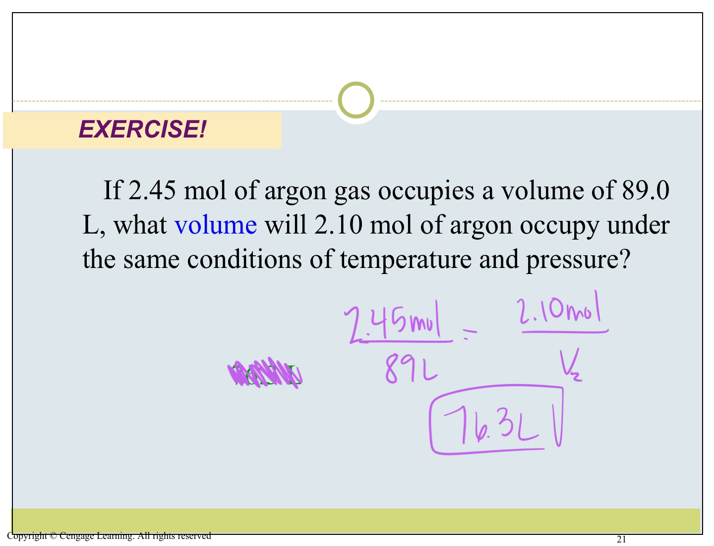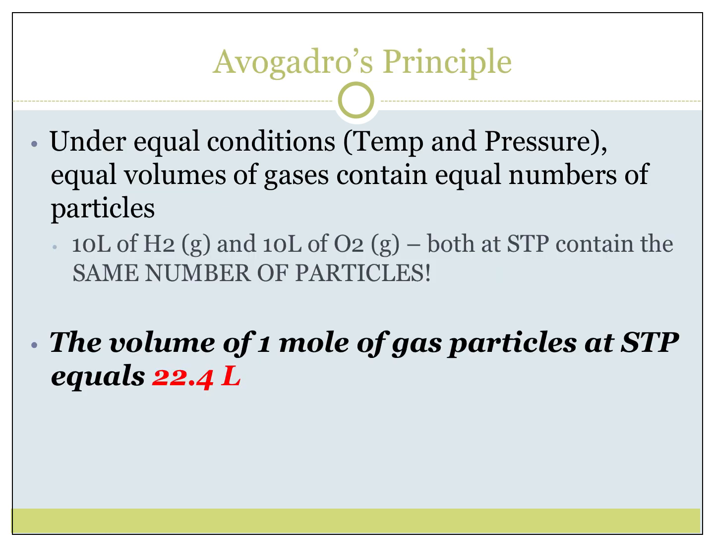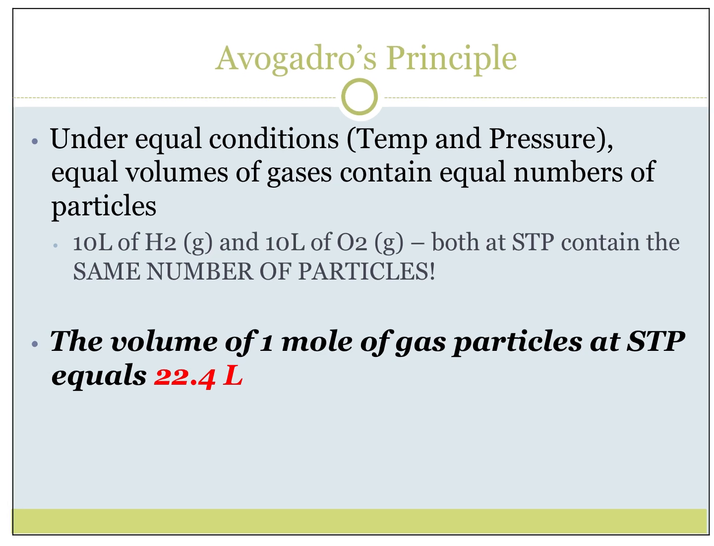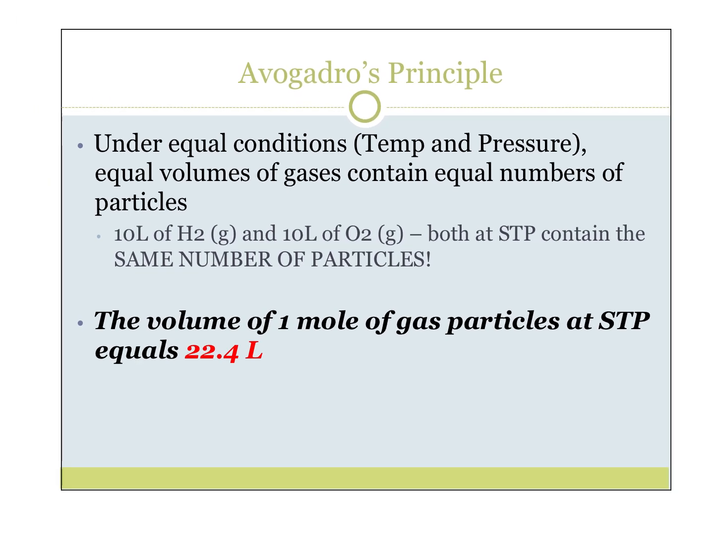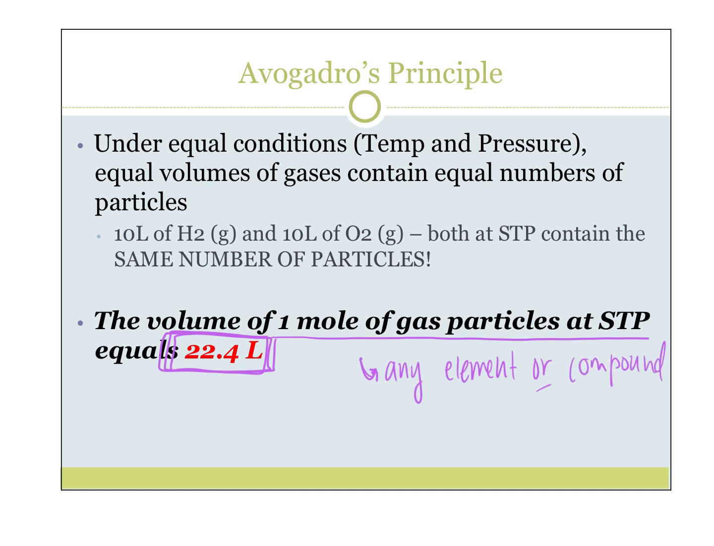So it doesn't have to. In all of his studies in discovering Avogadro's number, and being able to calculate Avogadro's number, he discovered this principle. And he says that the volume of 1 mole of gas particles at STP is always 22.4 liters. That is for any element, any compound, anything. Any element or compound fits this principle, right? And it has to be at STP.